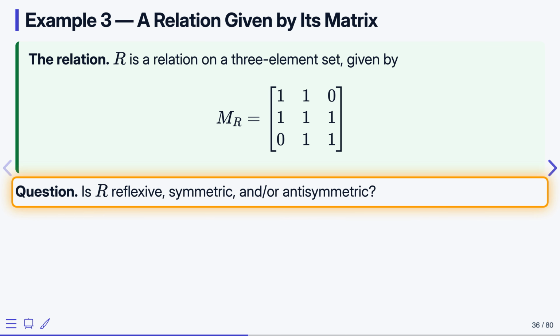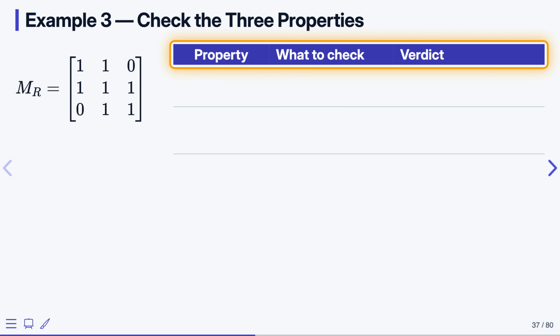The question is, which of the 3 properties does this relation have? Is it reflexive? Is it symmetric? Is it antisymmetric? We check them one at a time on the next slide. Each check has a fixed recipe, so nothing here is guesswork. Now the 3 checks.